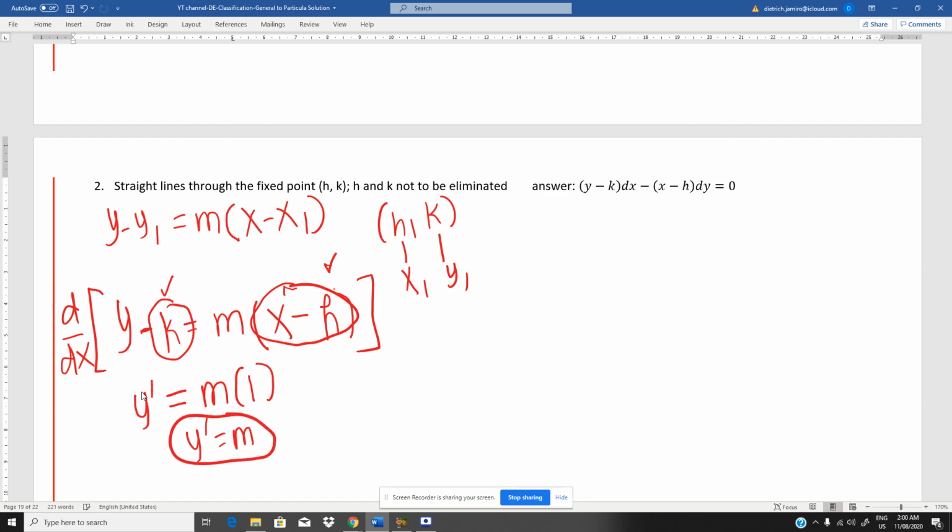Taking this, we will substitute it into our equation: y minus k is equal to m multiplied by x minus h.